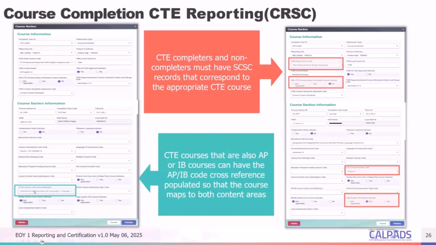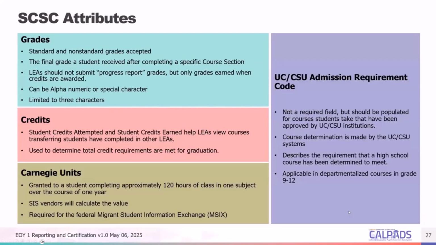And then we're showing you the cross-reference for a CTE course here. So if you have a CTE state course and the APIB course populated. And then the student course section. So your course completion is only reported when those two files are submitted, the course and the student course section.